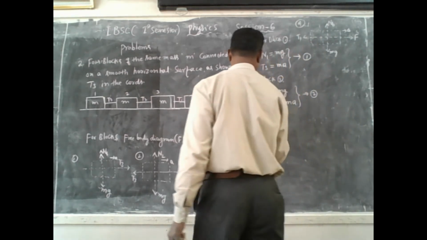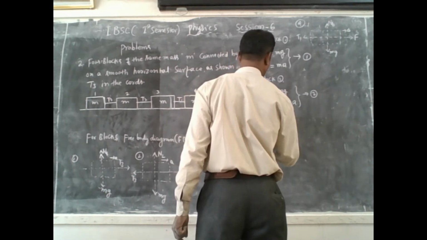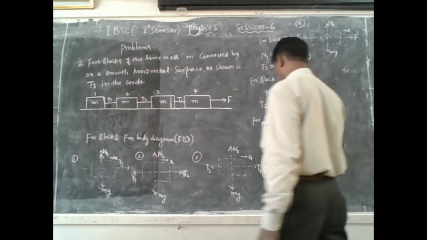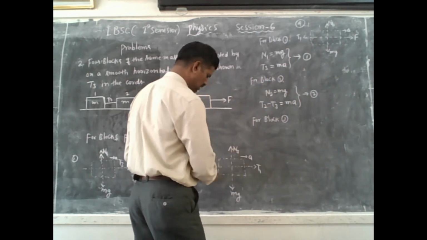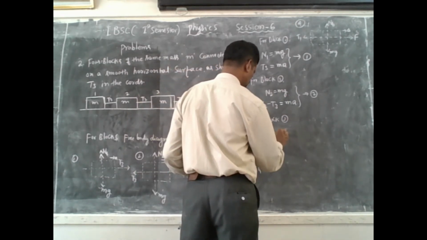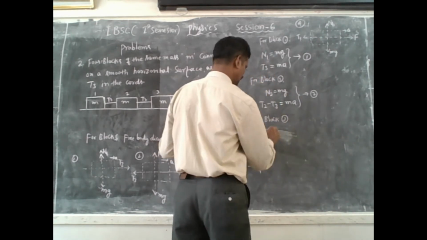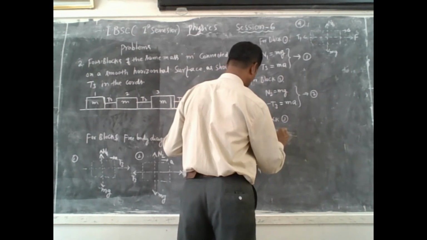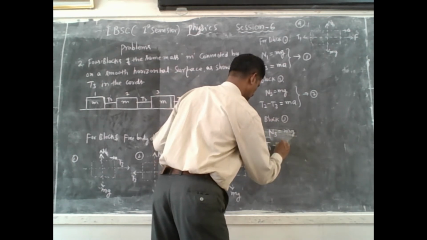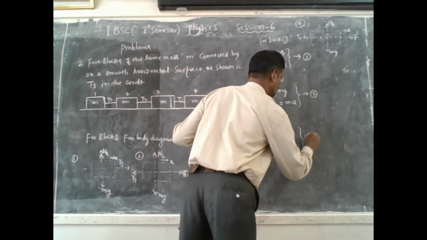And for block 3, we have to consider block 3, T2. Again, T1 is greater than T2, that's why T1 minus T2 equals, first we have the reaction, N3 is equal to mg, and T1 minus T2 is equal to Ma, isn't it? This is equation 3.